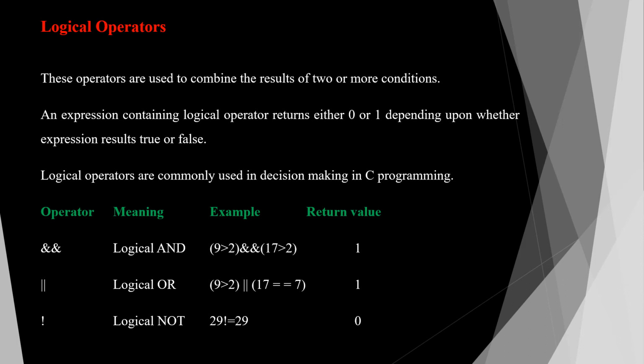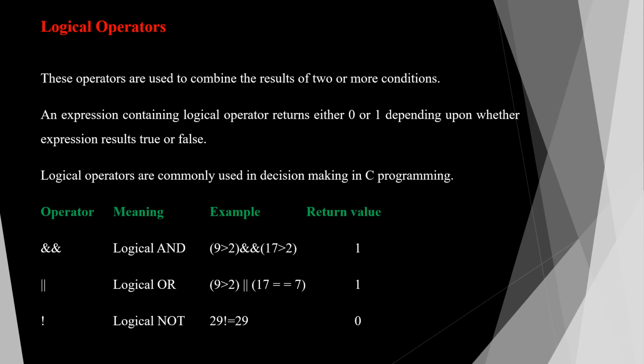The second operator is the double pipeline symbol, which means logical OR. The logical OR is similar to logical addition. Example: 9 greater than 2, pipeline symbol, 17 double equal to 7. Here, if any one of the operands or expressions is true, the result will be true. Here, 9 greater than 2 is true, and 17 double equal to 7 is false. In the logical OR operation, if any one expression is true, the result will be true, so it returns the value 1.